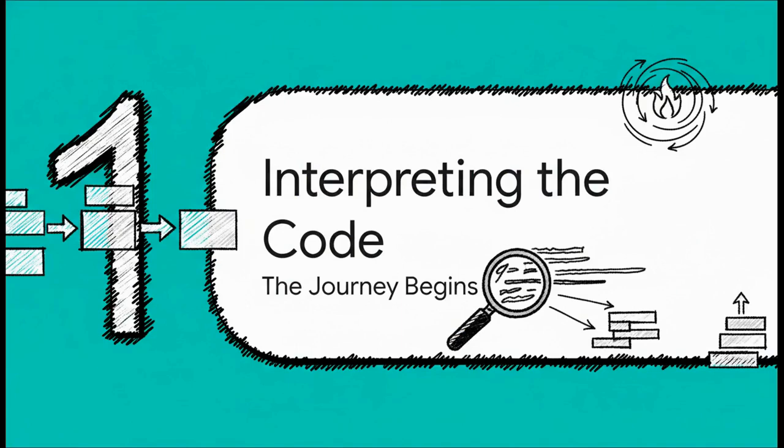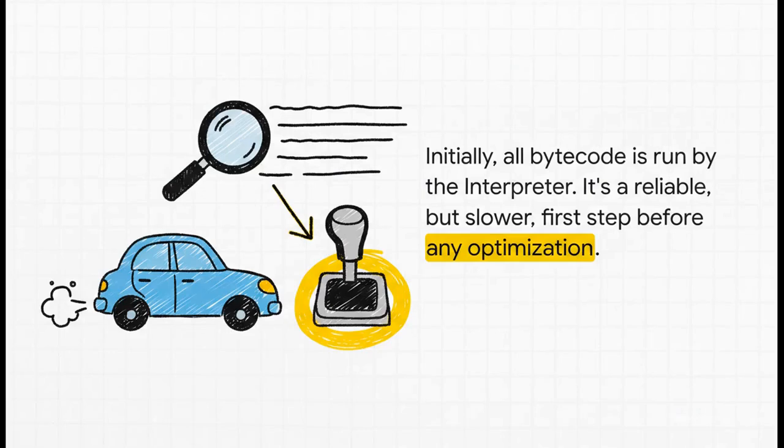The very first step, where it all begins, is a process called interpretation. Okay, so when your application first fires up, every single line of that bytecode is handled by something called the interpreter. The car analogy here is perfect. Think of it like starting your car in first gear. It's absolutely necessary, right? It gets you moving, it's super reliable, it just works. But you wouldn't drive down the highway in first gear, would you? Of course not. It's just not built for speed.